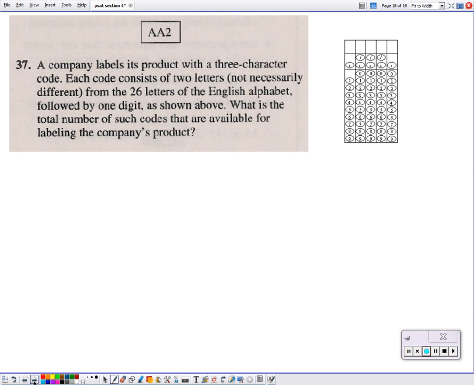A company labels its products with a 3-character letter code. Each code consists of 2 letters, not necessarily different, from the 26 letters in the English alphabet, followed by 1 digit as shown above. What is the total number of such codes that are available for the labeling of the company's product? Well, the pattern here is a letter, and then another letter, and then a digit.